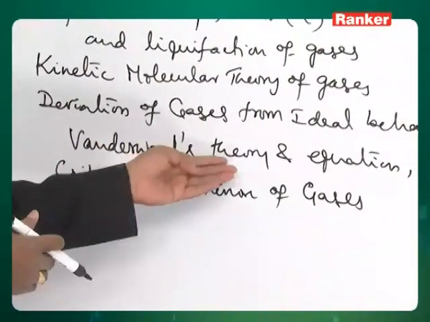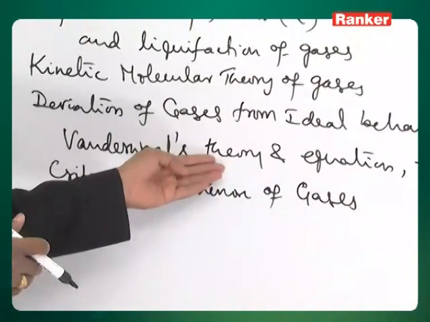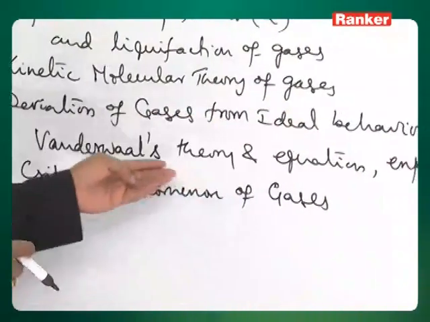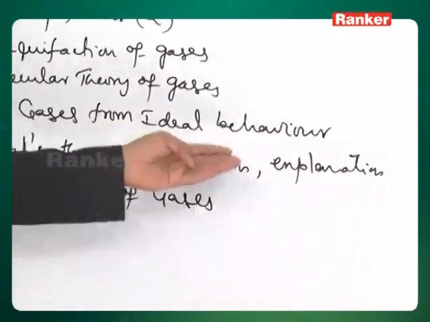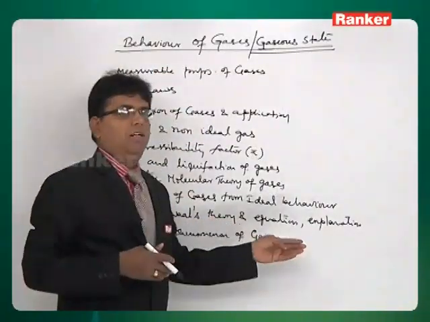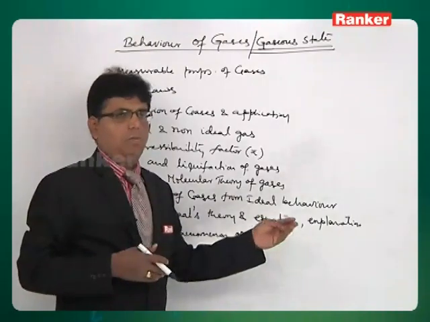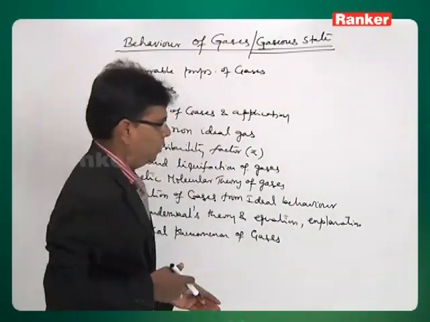And again the theory that explains the deviation of gases from ideal behavior, that is van der Waals theory, equation and explanation, then critical phenomena. So, like this here we have different topics to study in this chapter of gaseous state.